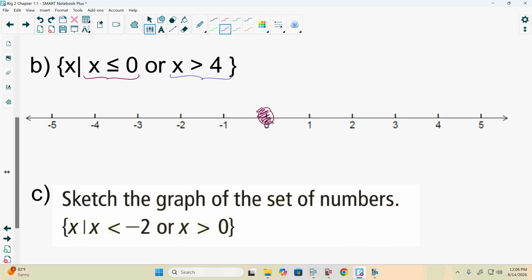Now the question is, do we shade to the left or to the right? If you're not sure, let's pick a point to check. So what point can we check? -2. Is -2 less than or equal to 0? Yes, it is true, yes? So that means for this statement here, we would shade the side with -2. If it gave us a false statement, it was not true, we would shade away from it. We don't want that.